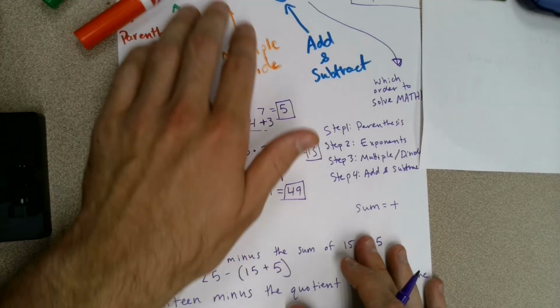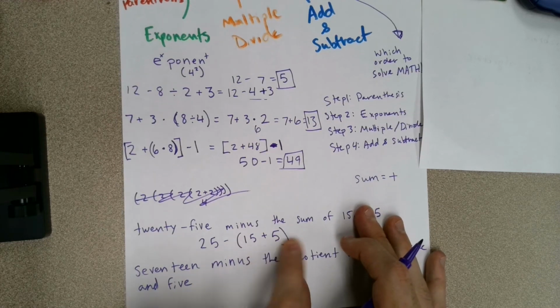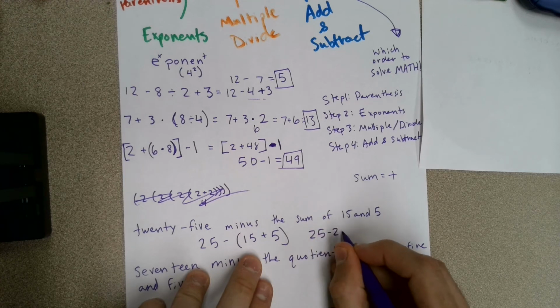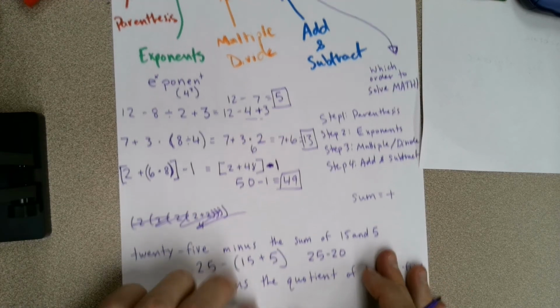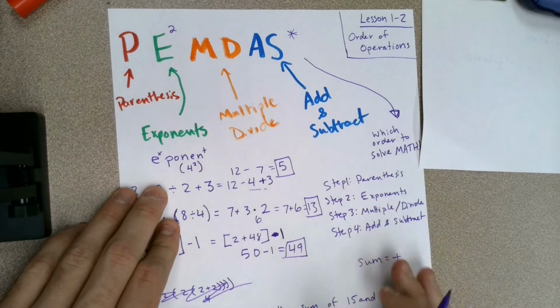All right, now we're doing our PEMDAS. Looking back up top. Do we have parentheses? Yes, we do. Right here, we got to start with that. 15 plus 5 is 20. That gives us 25 minus 20. Do we have any exponents? Nope, no exponents.